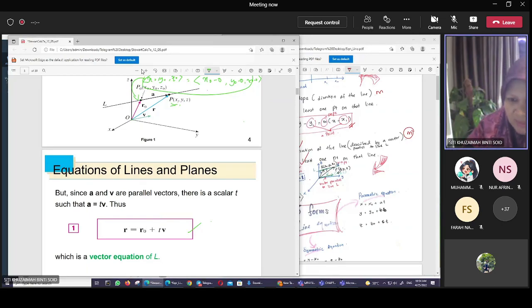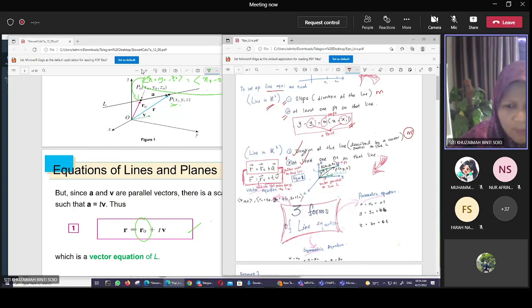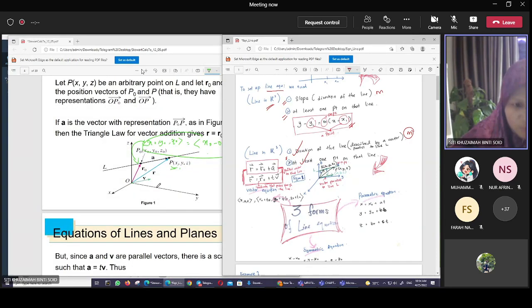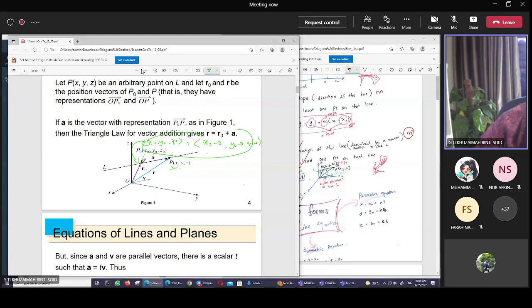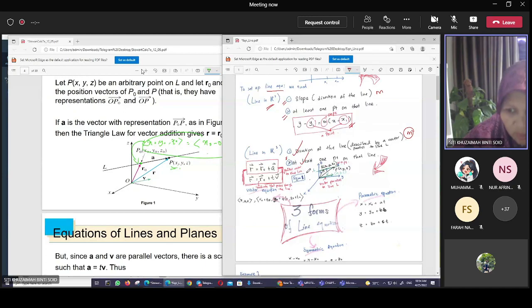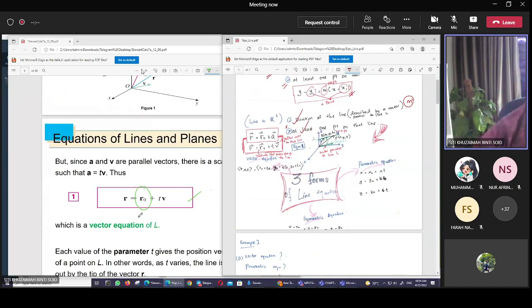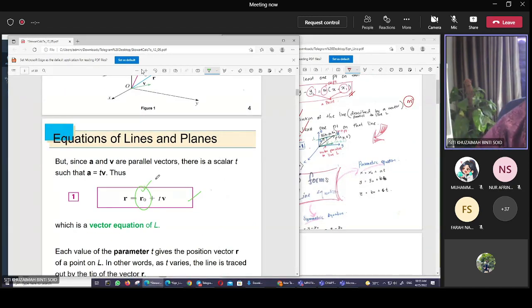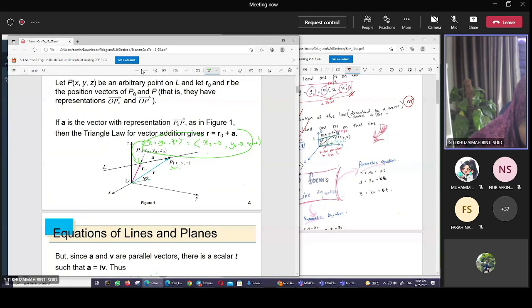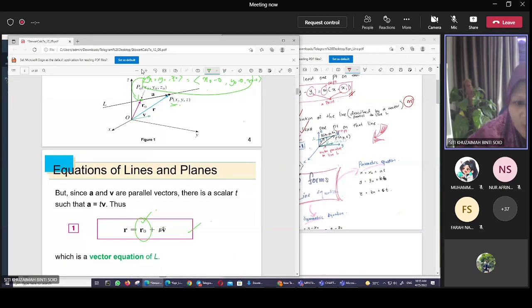So it means that R ini, if you see, kita ingat dua perkara ni mesti ada. One point on that line. So R0, if you see, is actually the point that lies on this line. Dan memang kita nak satu point, at least one point on the line. It's R0, which lies on this line. Okay. Second, we need the parallel vector.